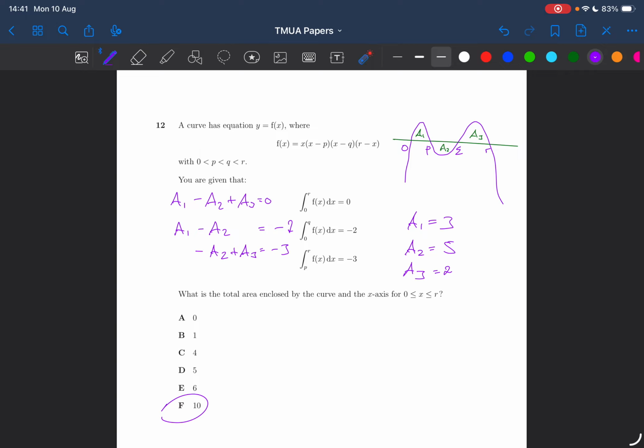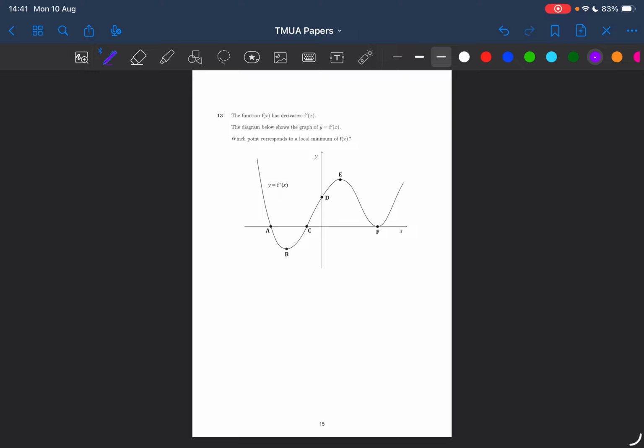F, 10. Lovely. Yeah, you can kind of tell as soon as you get 8, you don't need to work that one out, do you? You know it's going to be at least 8. On to number 13 then.